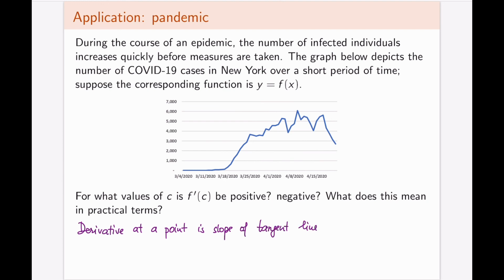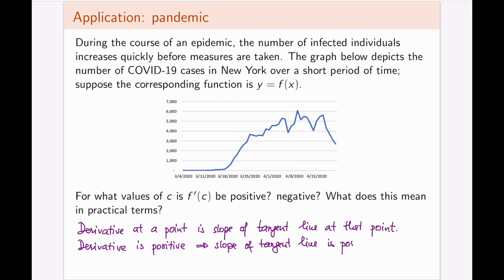So when it's asking us whether the derivative is positive or negative, we're simply being asked, is the slope of the tangent line positive or negative? So let's record that as well. If the derivative is to be positive, that means that my slope has to be positive. So the slope of the tangent line is positive. Now, where does that happen on the graph, for example? And what might that indicate?